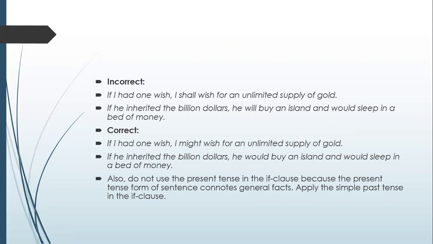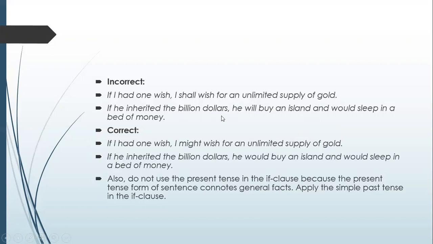Now here is some practice for you. If I had one wish, I shall wish for an unlimited supply of gold. Now, if I had one wish, this is the condition, and that condition is in the past tense. So it should have been in the past tense for the modal verb as well. That would be, I would wish, that is, I might wish for an unlimited supply of gold.